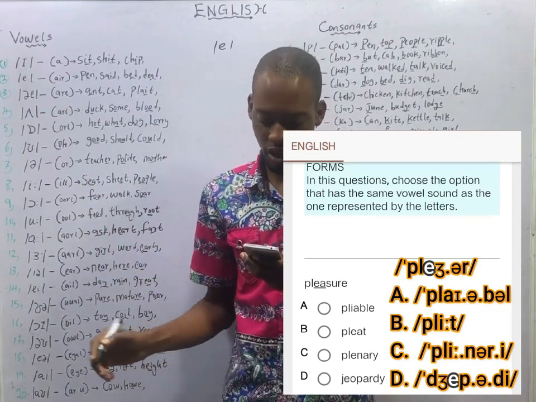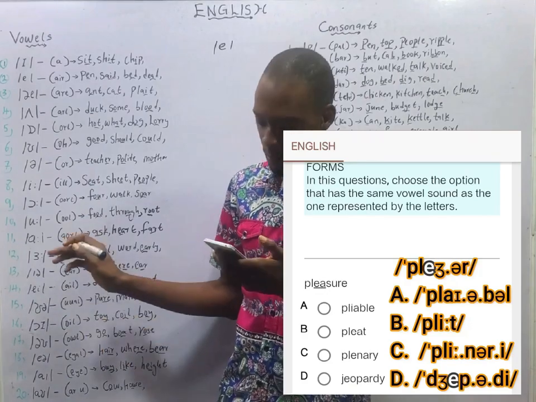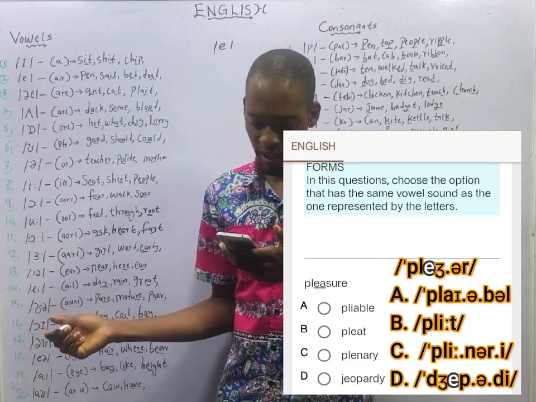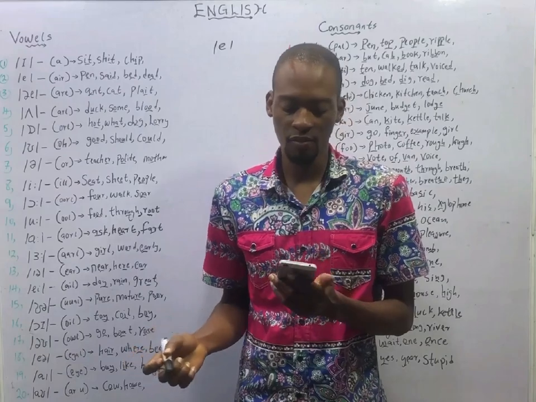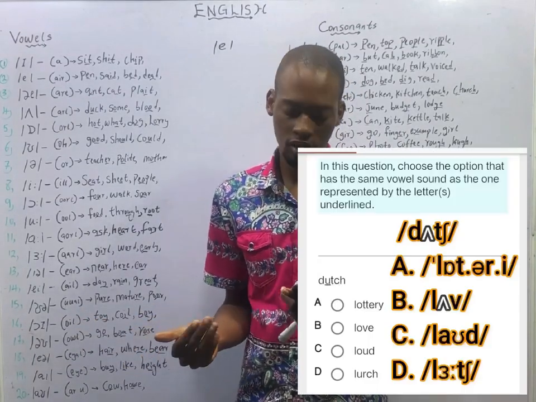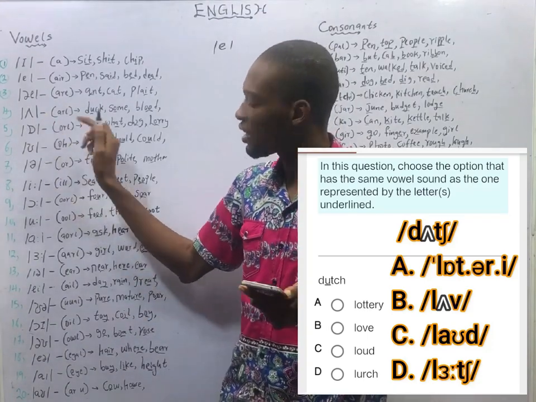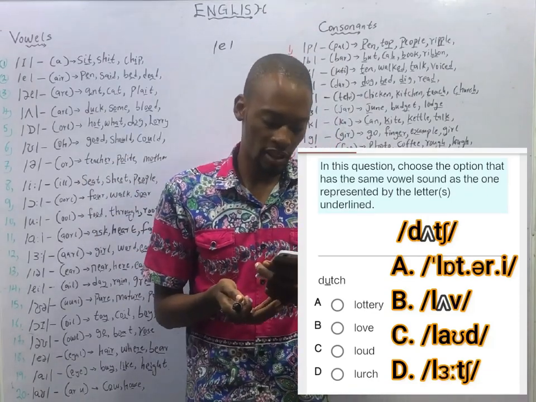Then we have jeopardy. Jeopardy possesses the air sound. So that makes jeopardy the correct option. We are given Dutch, and in Dutch, U is underlined. So the sound produced by U is the R sound, as in dark, some, and blood.